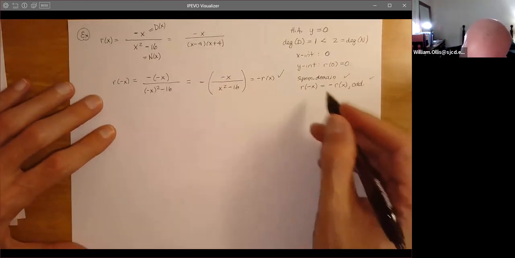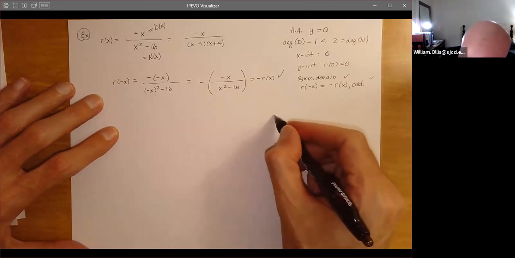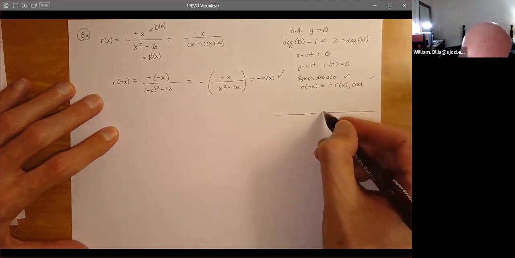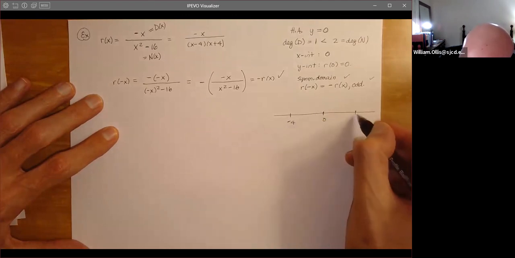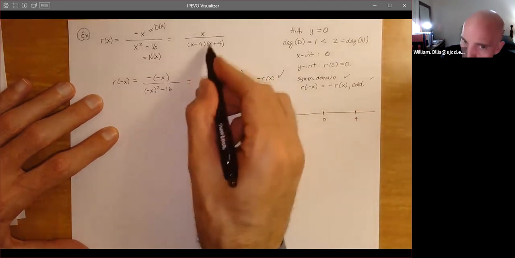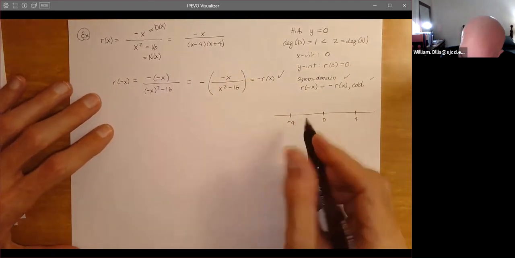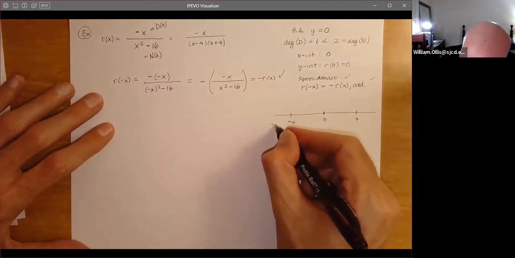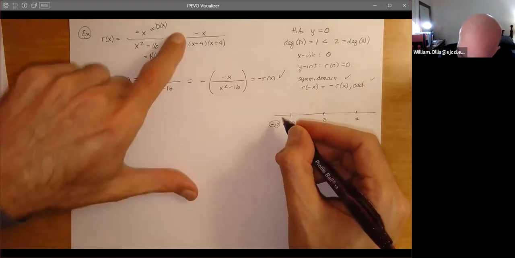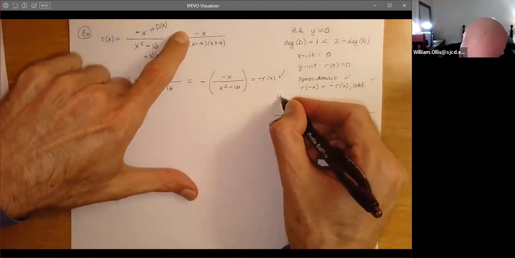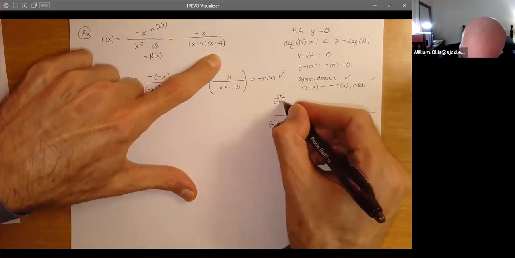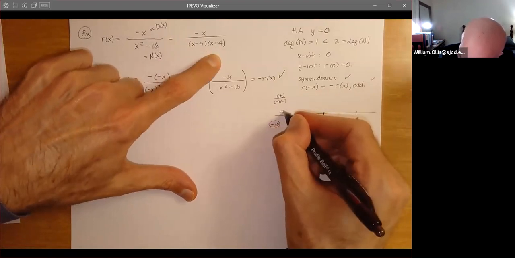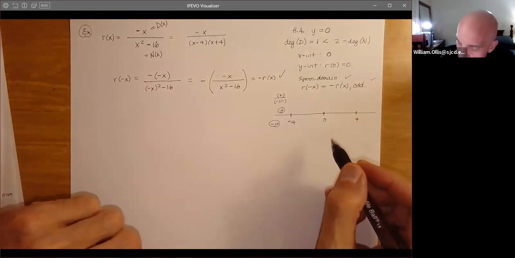If you like, we can just do a quick sign test. So we've got 0, -4, and +4. And of course, all of these are multiplicity 1. So let's check something over here, -10. So of course, we get negative, negative, which is positive, and a negative, and a negative, negative, negative. So overall positive. So this is interesting.